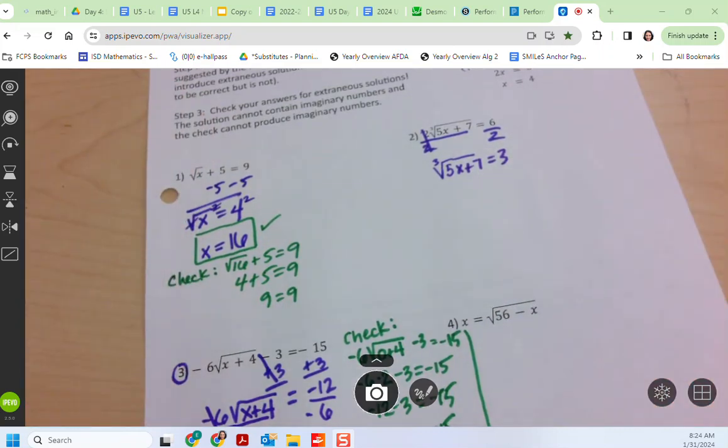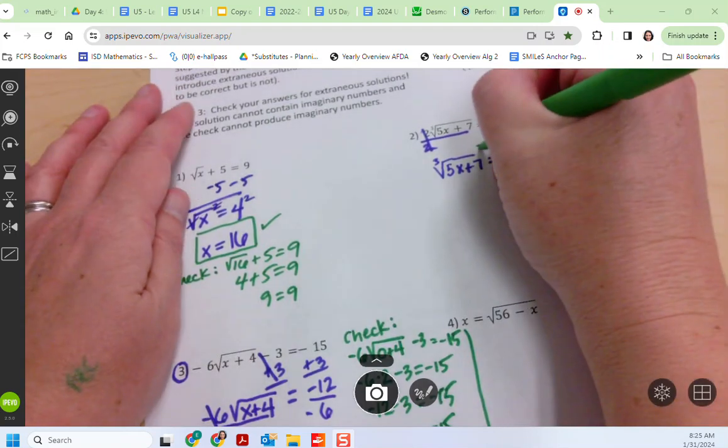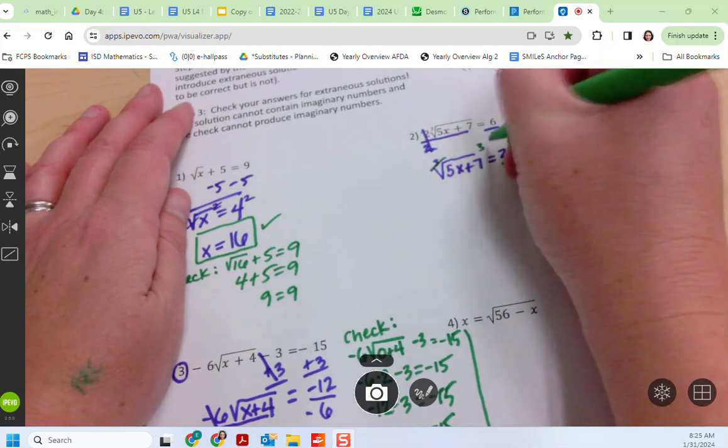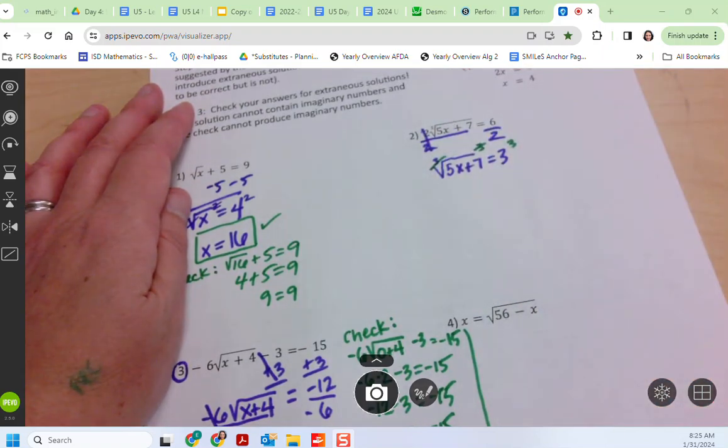How do I get rid of the cube root? Say it again. Square. Except instead of a square, what exponent should I use? Very good. All right, so cube both sides. That cube and the cube root cancel out, so I have just 5x plus 7.